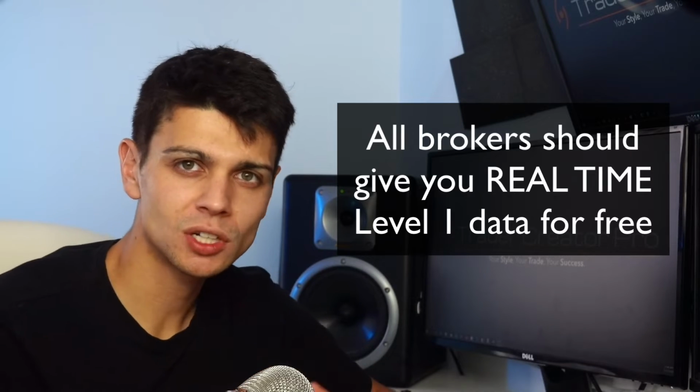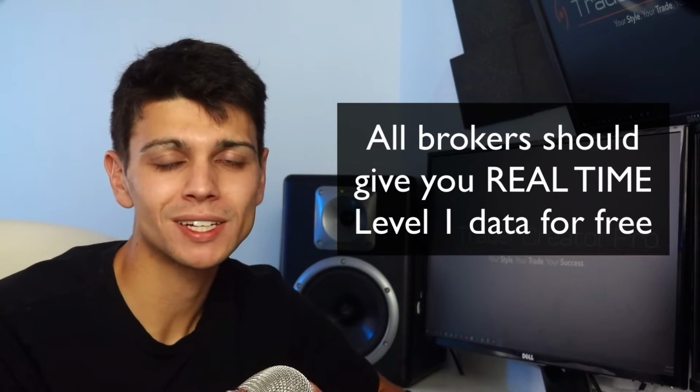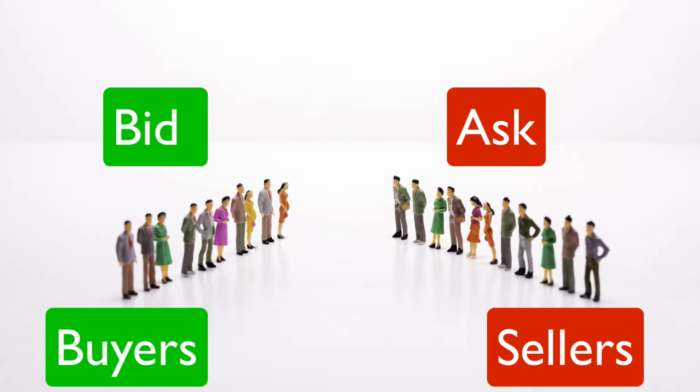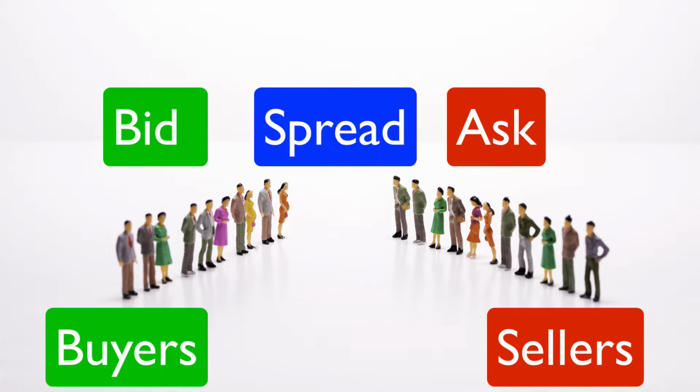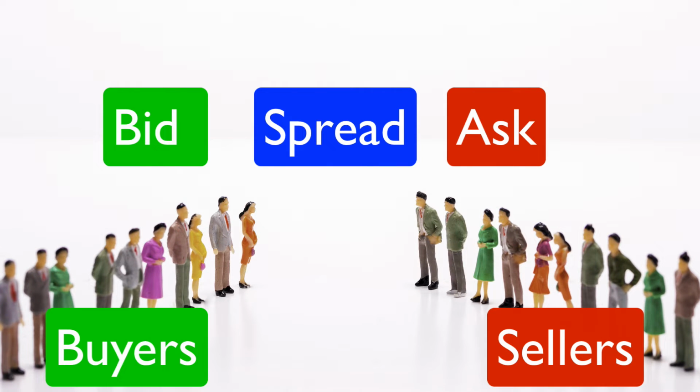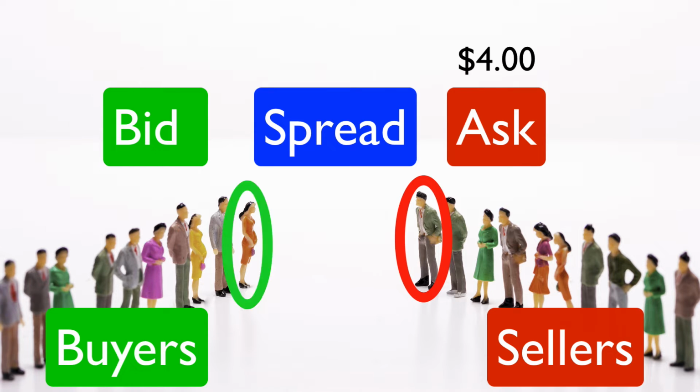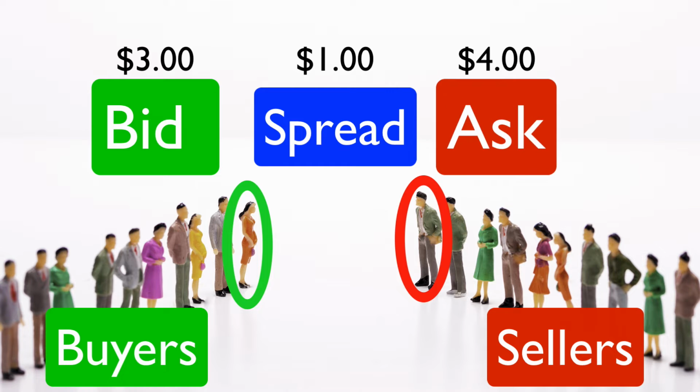All brokers should give you real-time level 1 data. The difference between the bid and the ask is called the spread. For example, if the best seller wants to sell for $4 and the best buyer wants to buy for $3, then there is a $1 spread between the best bid and the best ask.